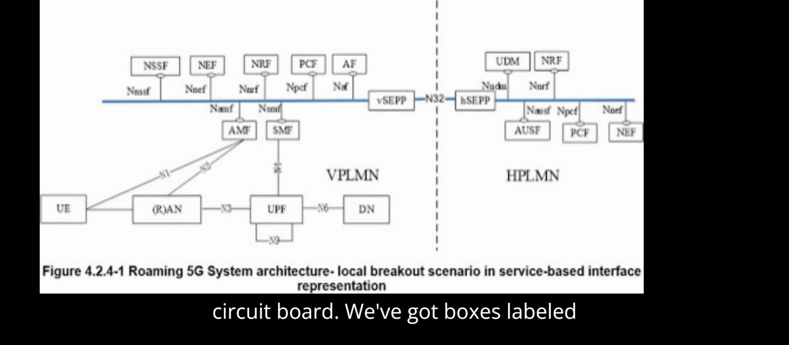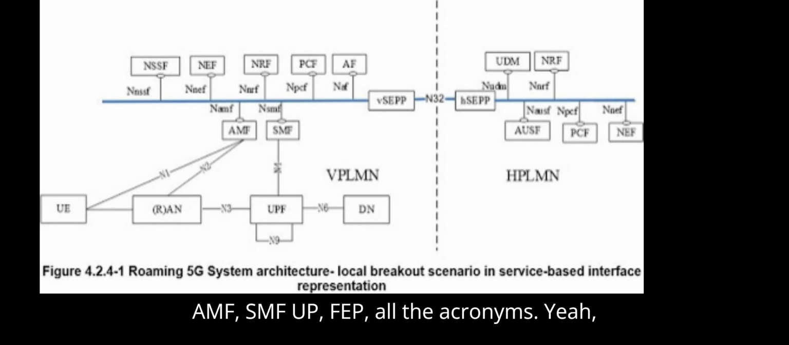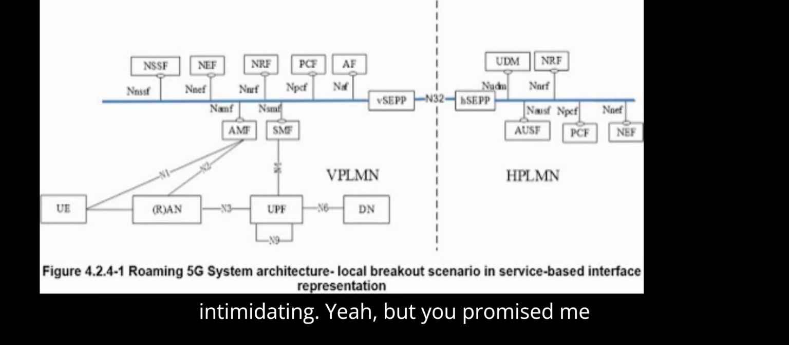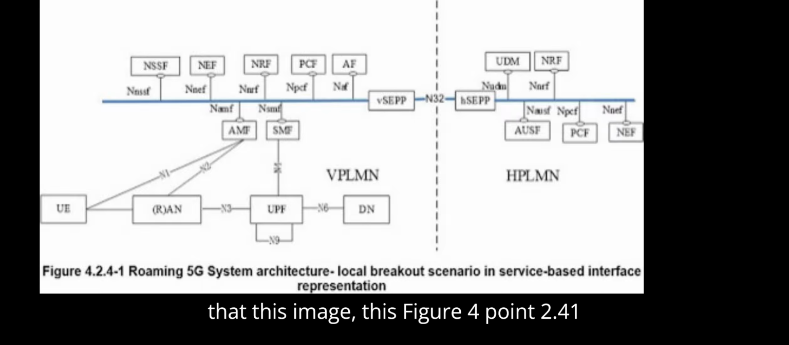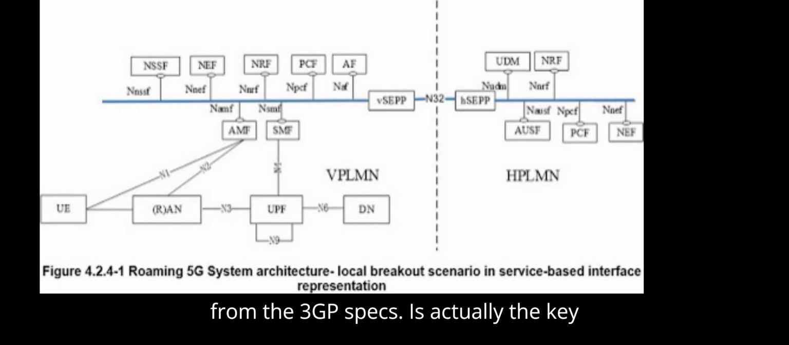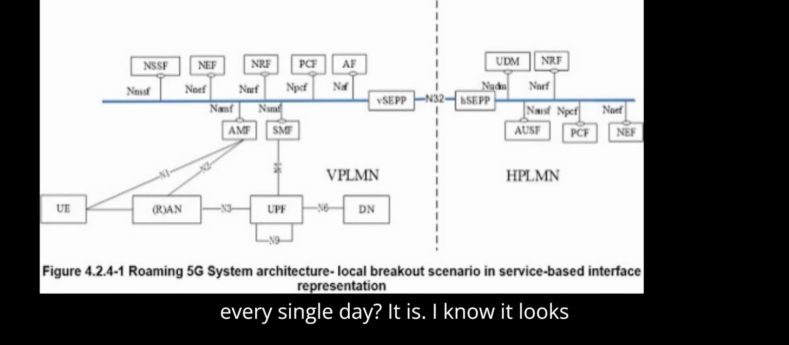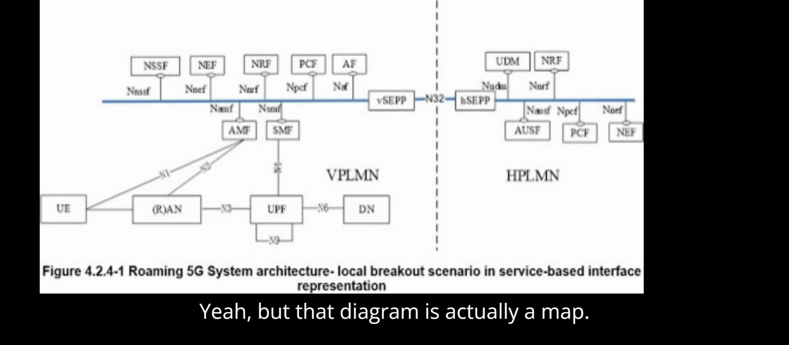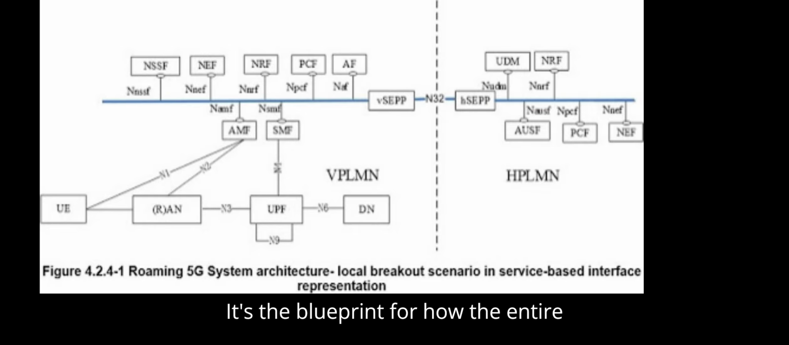We've got boxes labeled AMF, SMF, UPF, SEPP. All the acronyms. Yeah, and they're all connected by these bus lines and dotted lines. It is intimidating. But you promised me that this image, this figure 4.2.4-1 from the 3GPP specs, is actually the key to understanding something we all use every single day. It is. I know it looks like engineering hieroglyphics right now. But that diagram is actually a map. It's the blueprint for how the entire world stays connected when you travel.